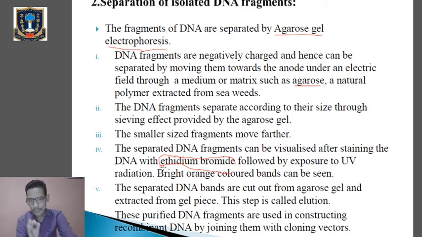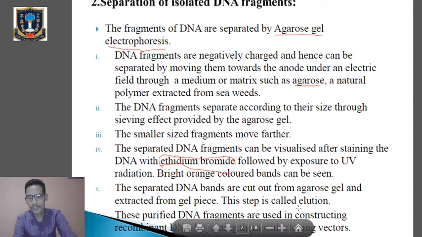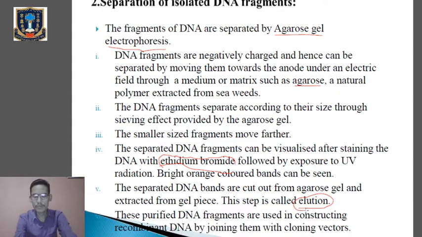Clear? Now the separated DNA fragments will be cut out from the agarose gel and extracted from the gel piece. Remember one more time, the separated DNA fragments will be cut out from the agarose gel and extracted from the gel piece, and this process is known as elution. Remember the word elution. What is elution? It's the process where the separated DNA fragments are cut out from the agarose gel and extracted from the gel piece. Clear?